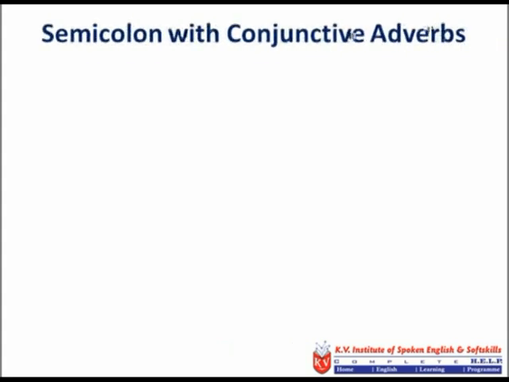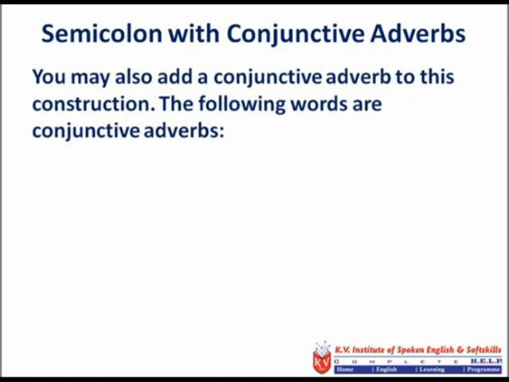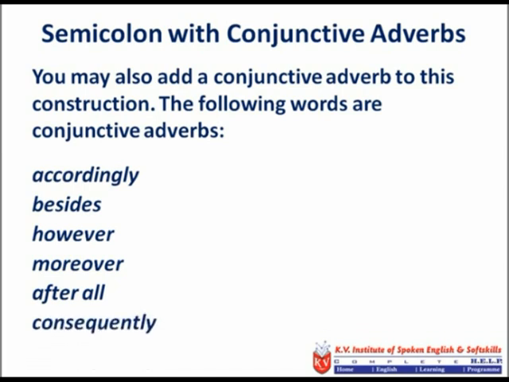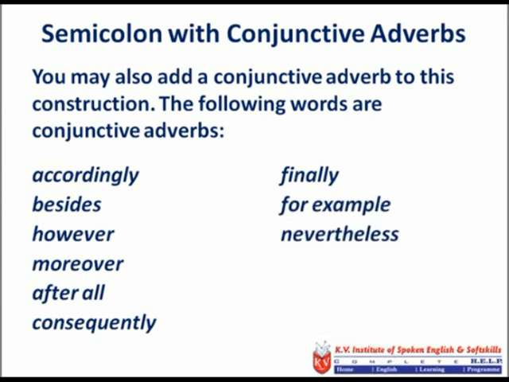Now let's see how we can join two independent clauses with a semicolon. We can use conjunctive adverbs like accordingly, besides, however, moreover, after all, consequently, finally, for example, nevertheless, regardless, still, though, etc.